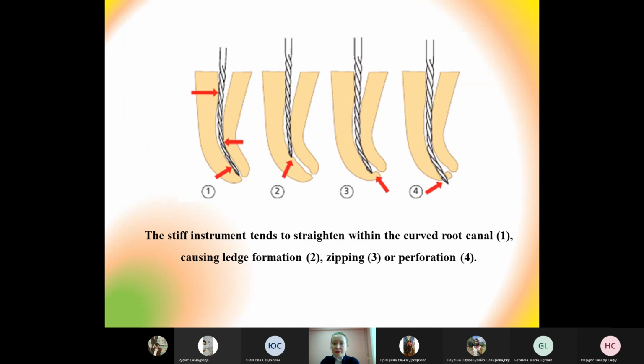For example, I propose to your attention this diagram. Here you have the curved root canal, and a hard stiff instrument is passing through this canal. It is not flexible, that's why it can tend to ledge formation, in this case zipping, or even in this case perforation can be done in this curved root canal by a non-flexible hand endodontic instrument.